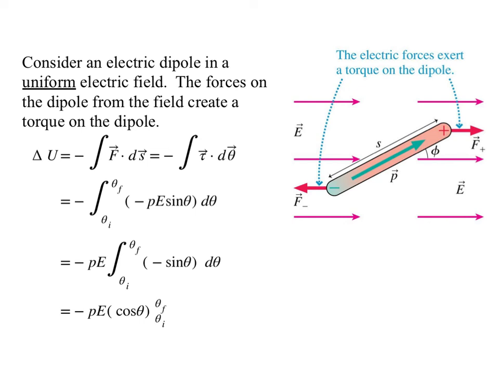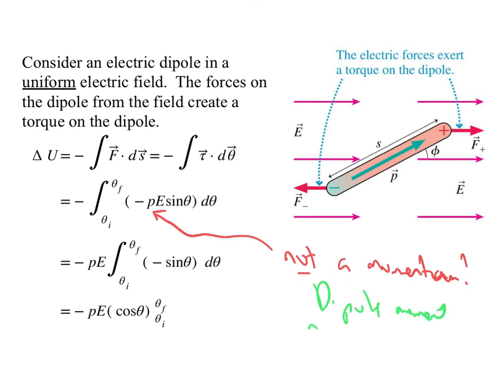We could figure it out by walking through and saying delta U, which is minus the integral of F dot ds, is also minus the integral of tau d theta, just a rotational equivalent, between two angles as before. Be careful that we've used a common but kind of annoying symbol here. This P is not a momentum. It's the dipole moment. It's how big the dipole is. It's an unfortunate notation of which we have many. You've noticed electricity is scattered with them.